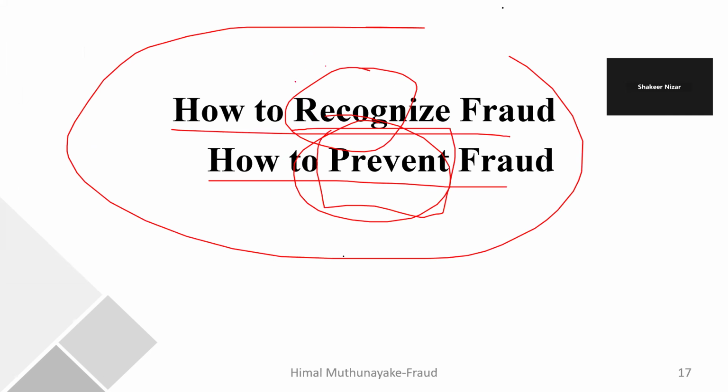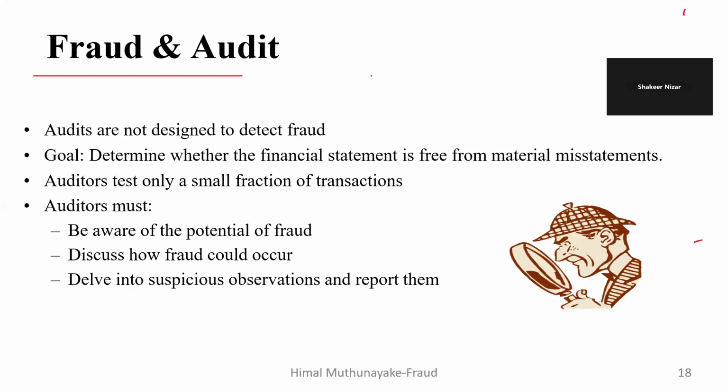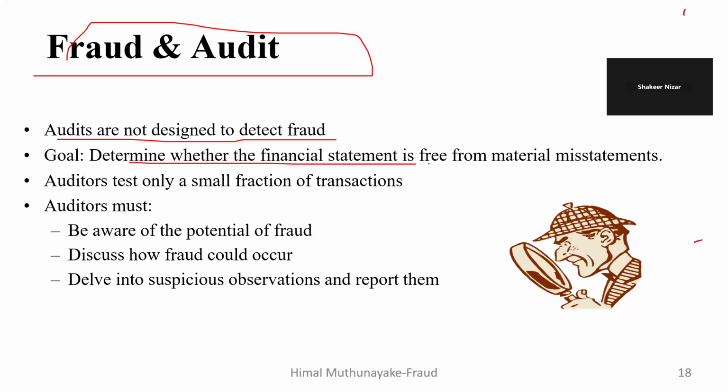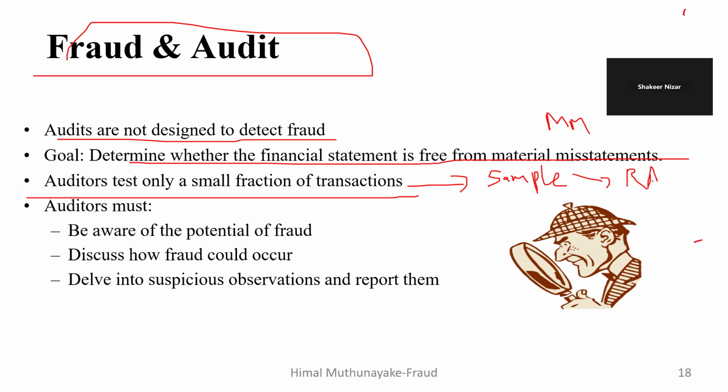Well, identification of fraud and audit. Auditors are not designed to detect fraud. The goal is determining whether the financial statements are free from material misstatement. Auditors test only a sample fraction of transactions, because external auditing is carried out on a sample basis. That is why we say that audit does not provide absolute assurance. Instead, it provides reasonable assurance, which is a higher level of assurance, but not 100% assurance.